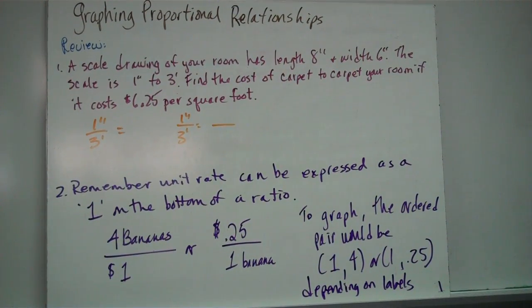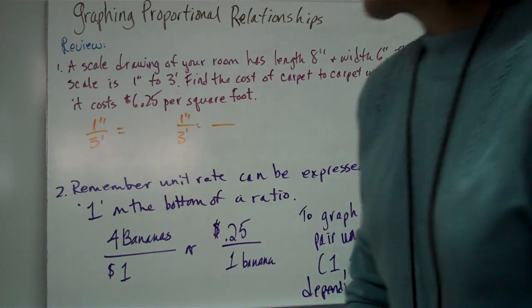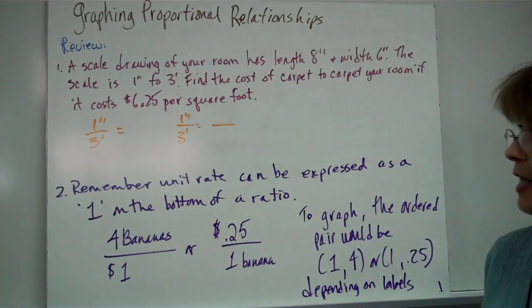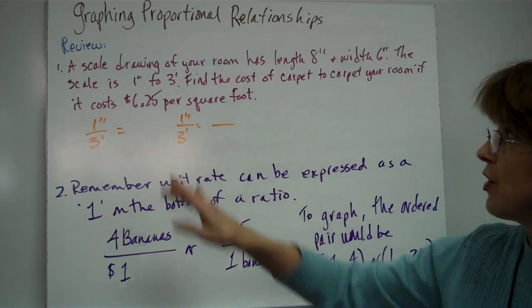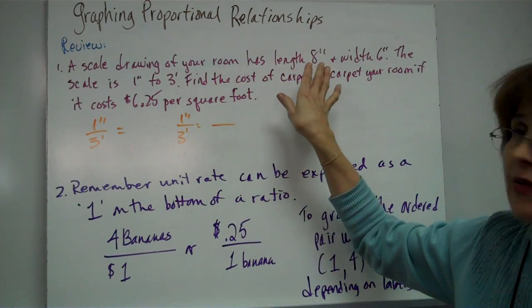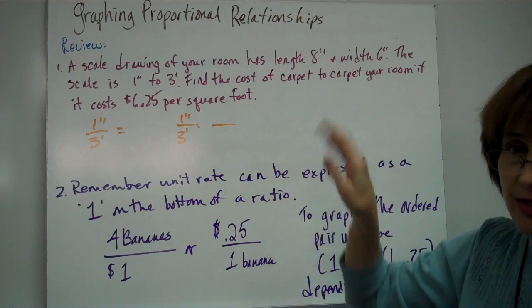Okay, we're going to now talk about graphing proportional relationships, or just simply graphing proportions. So let's do a little review first. We have a scale drawing. If you have a scale drawing of your room that has a length of 8 inches and a width of 6 inches, this is the scale drawing.